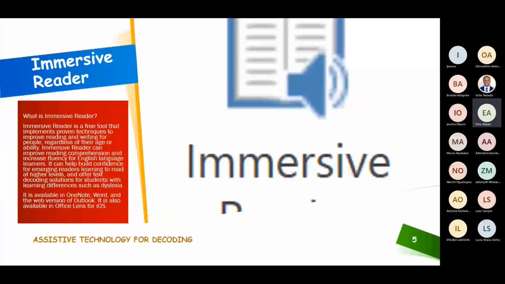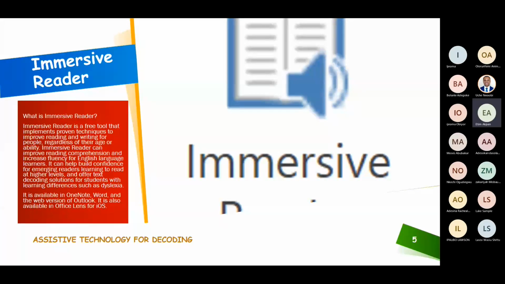Of course, like I mentioned earlier, we're going to be focusing on 3 tools. One of the tools is Immersive Reader. So, of course, what is Immersive Reader? Immersive Reader is a free tool that implements proven techniques to improve reading and writing for people, regardless of their age or ability. Immersive Reader can improve reading comprehension and increase fluency for English language learners. It can help build confidence for emerging readers learning to read at higher levels, and offer text decoding solutions for students with learning differences such as dyslexia.